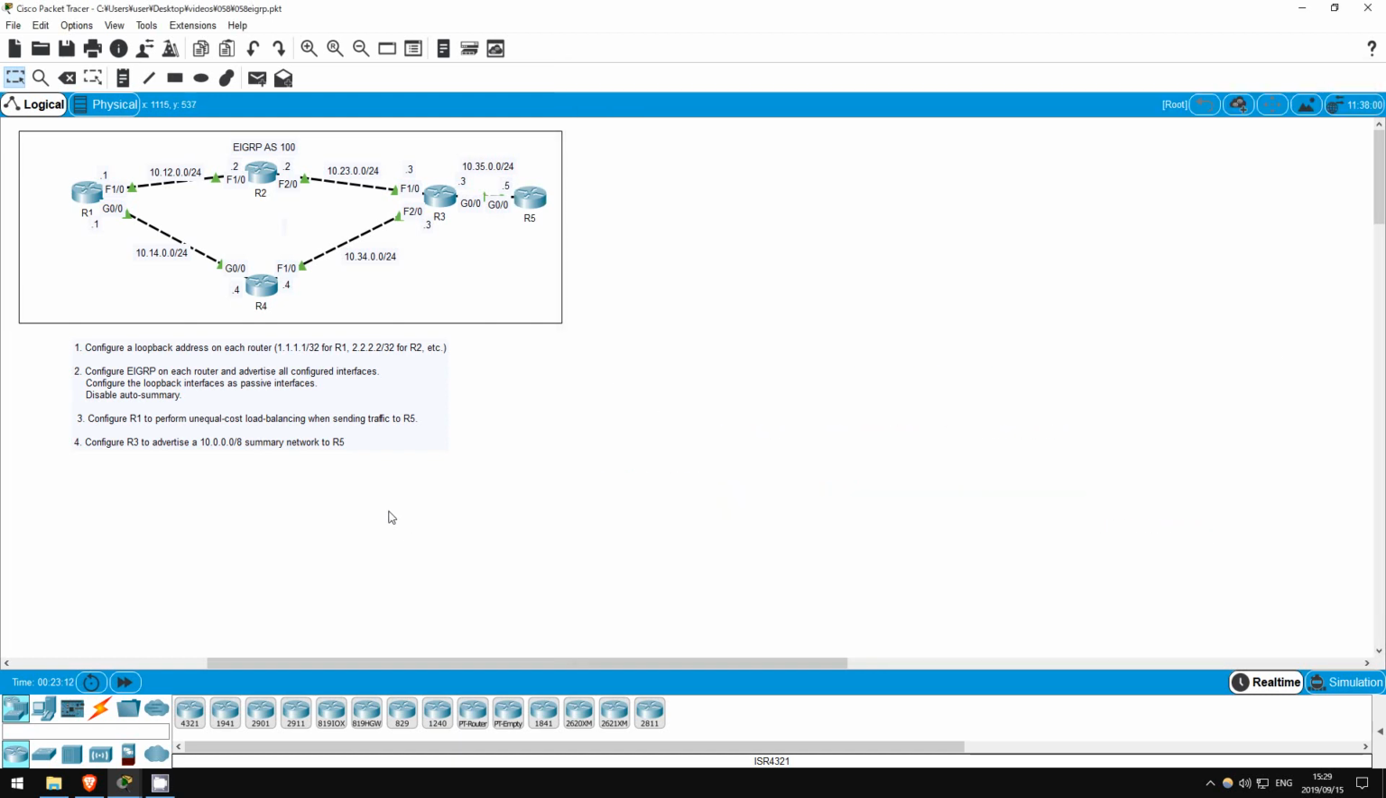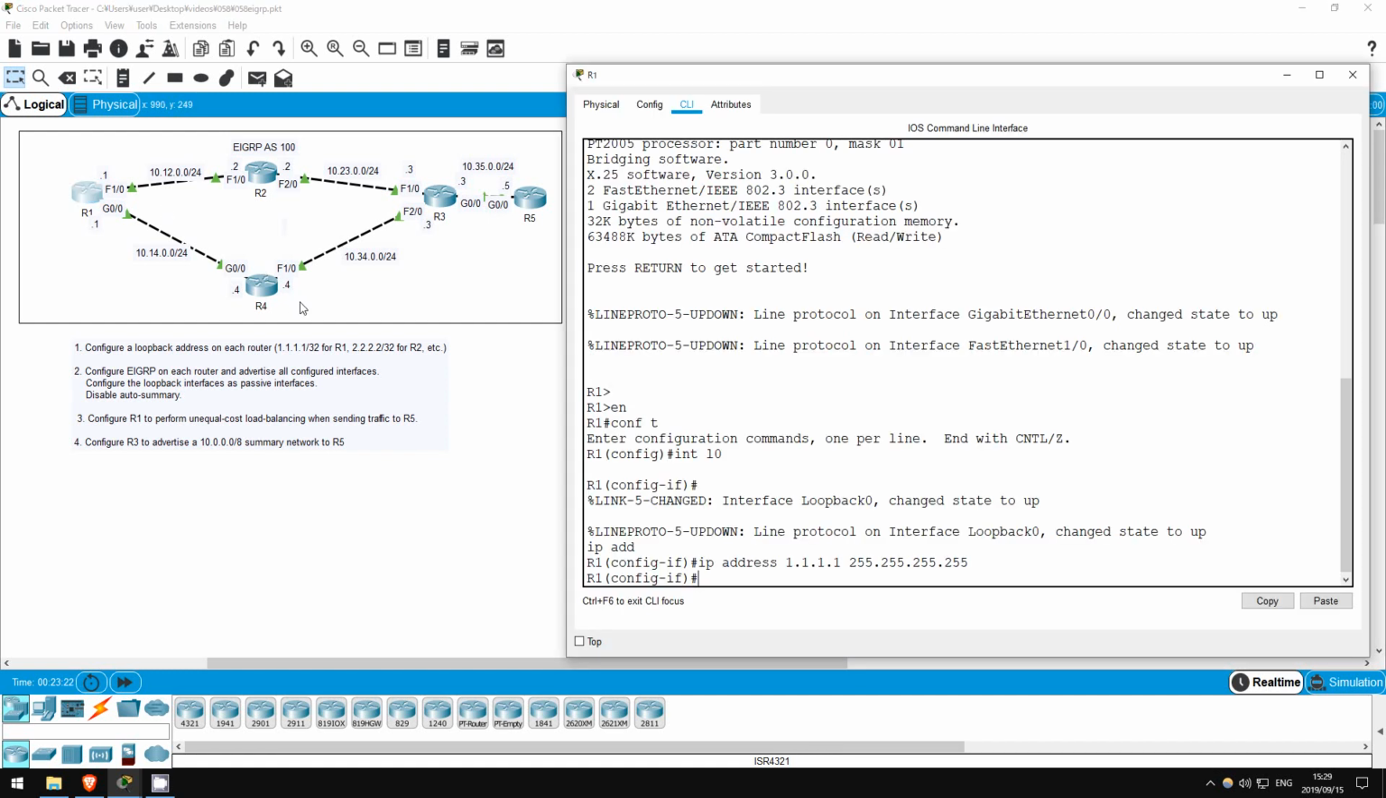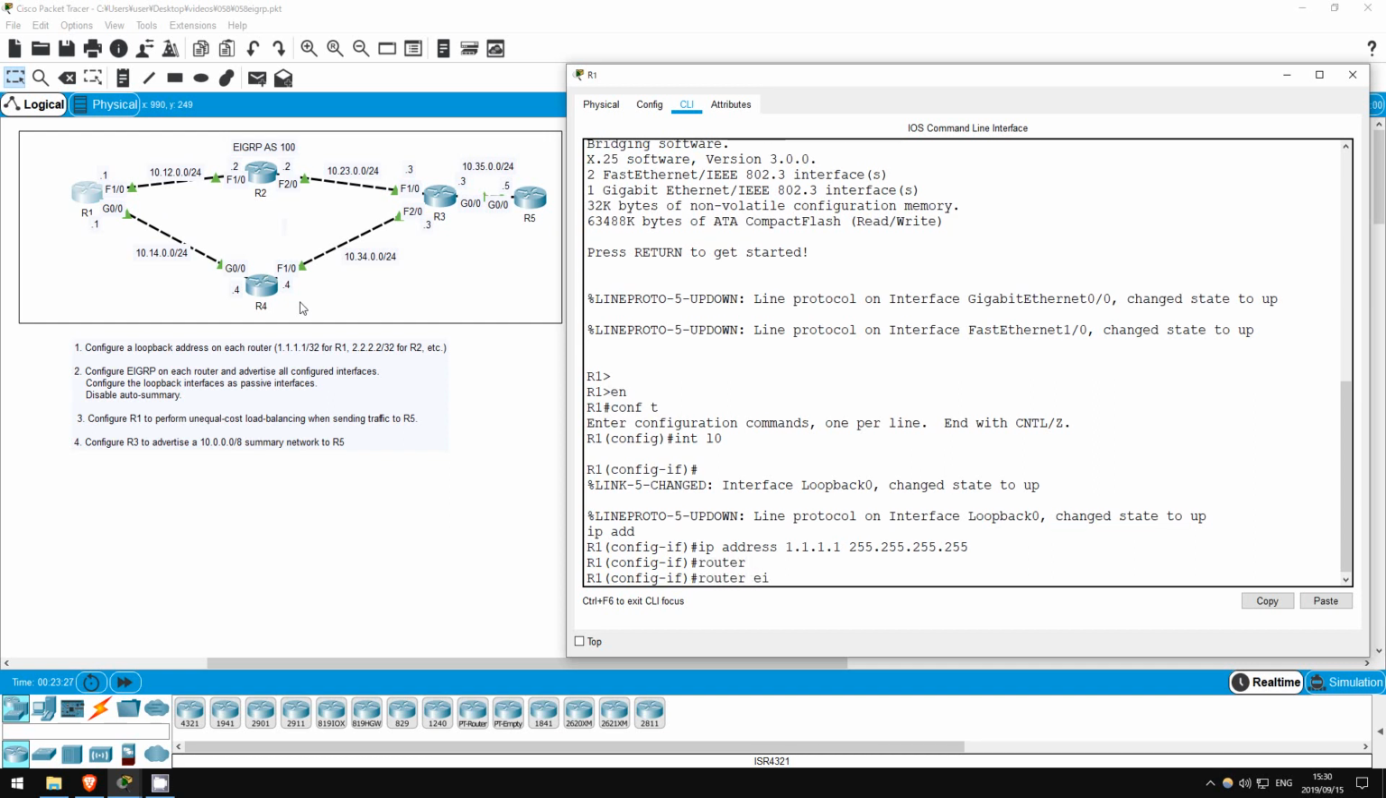Now, let's actually configure EIGRP on each router. The configuration is similar to OSPF configuration. Let's go back to R1. To enter EIGRP configuration mode, use this command, router EIGRP, followed by the autonomous system, or AS, number. In this case, we'll use 100.